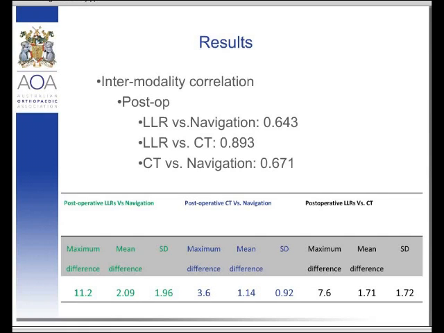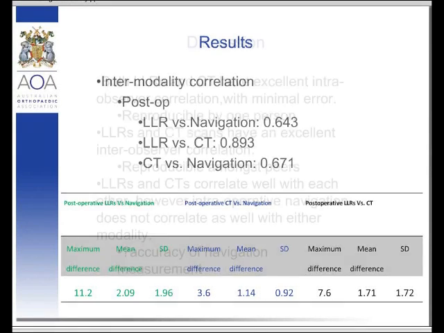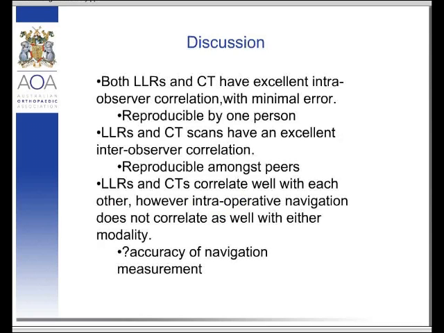So what we've shown is that long-leg radiographs and CT have excellent intra-observer correlation. They're reproducible by the one person. They have excellent inter-observer correlation. They're reproducible amongst colleagues. However, whenever navigation is involved, the correlation tends to drop. And this raises a question about the accuracy of the alignment as measured by navigation and about those hypotheses about navigation being adopted as the gold standard.